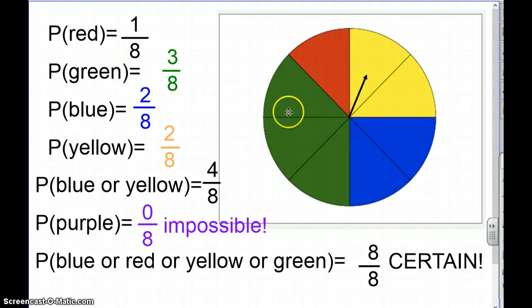The probability of spinning a green is 3/8, blue 2/8, yellow 2/8, blue or yellow is 4 out of 8, purple is impossible, 0 out of 8, blue or red or yellow or green is 8 out of 8. It is certain. All right, good job on your probability today.